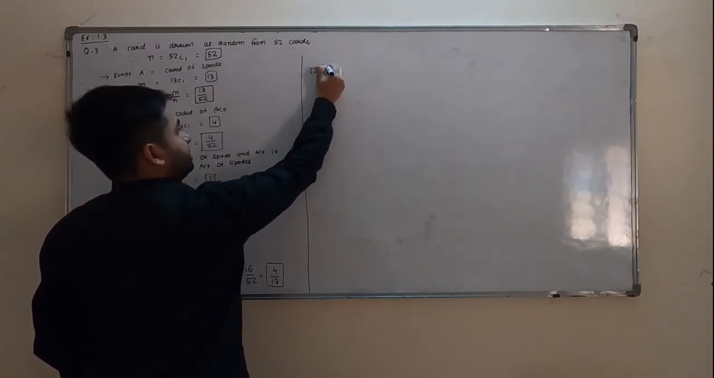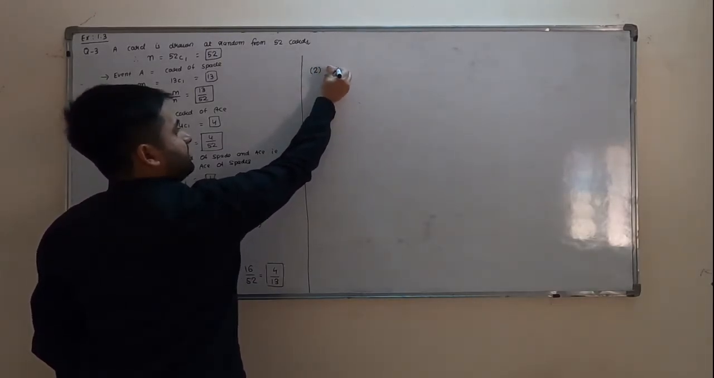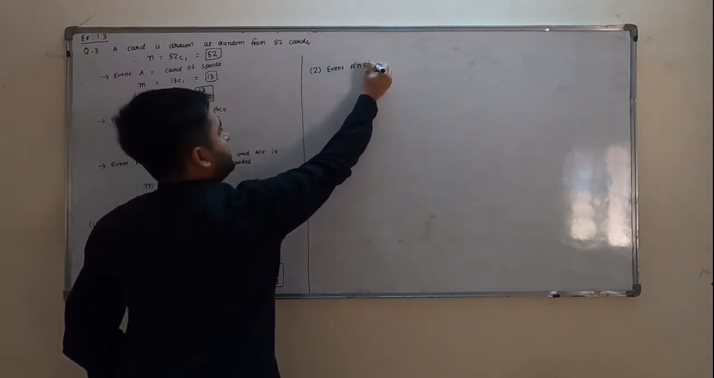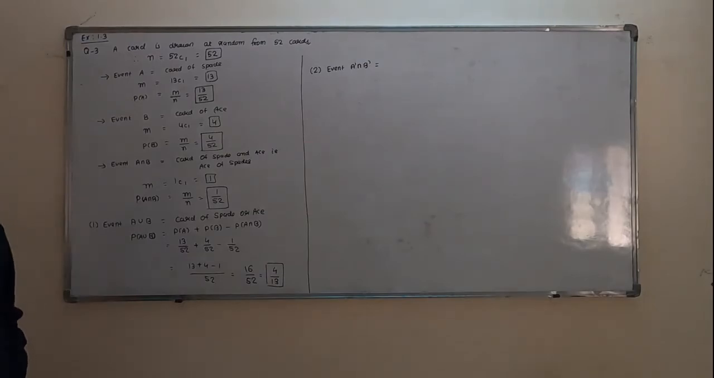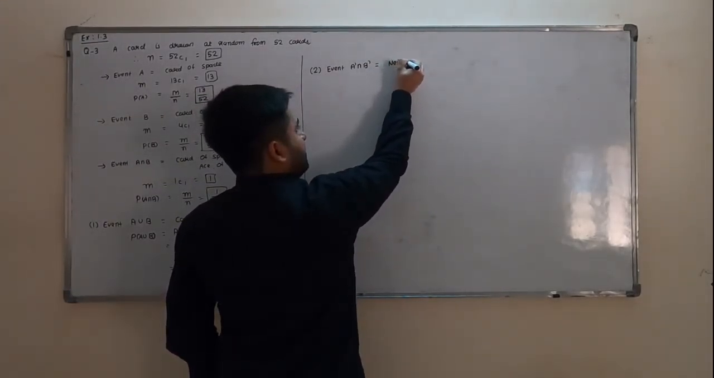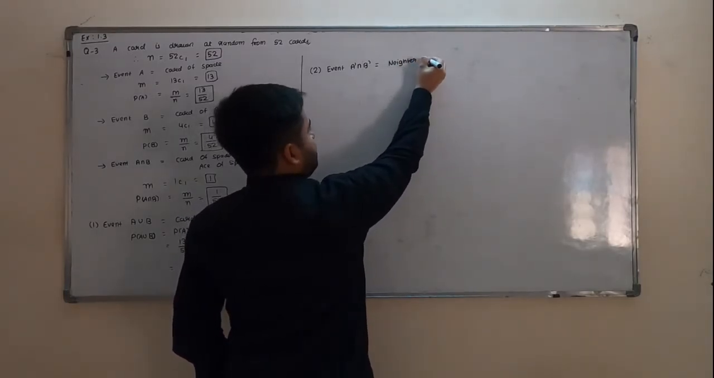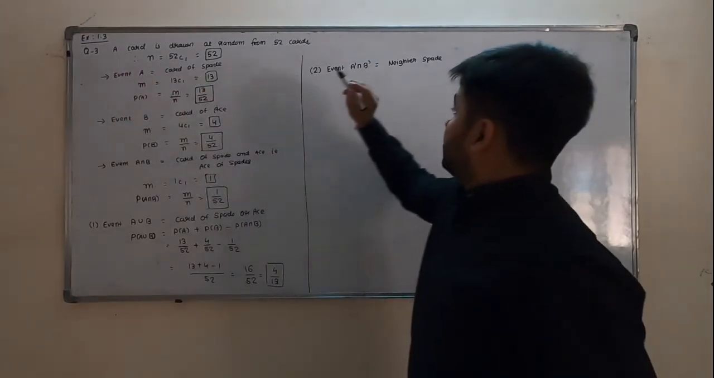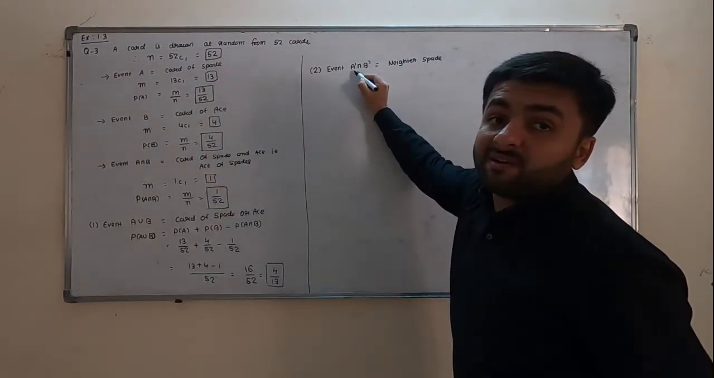Second, event A complement intersection B complement. Now why I am telling them as complementary events, the reason is written neither spade. If it is a spade card, then it is event A. Then if it is neither spade, then A complement.